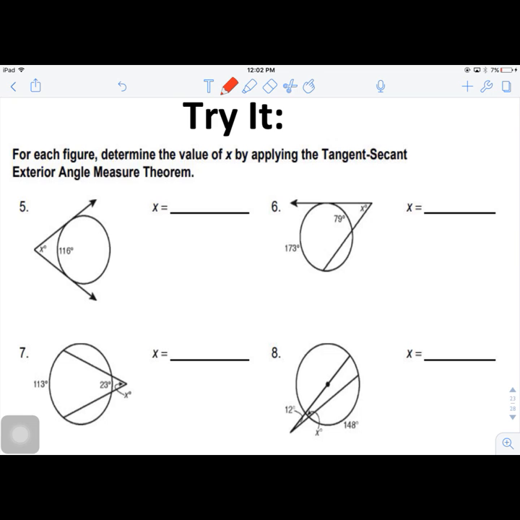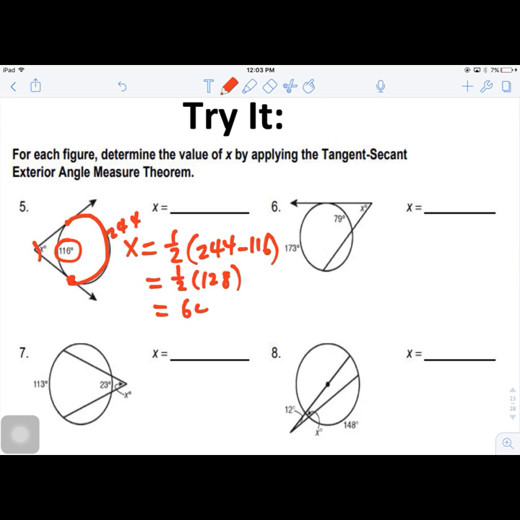And hopefully you already tried it, and here are the answers. Number 1, using the same rule, the angle X is equal to half of the big piece, which is not given, but we know that it is 360 minus the small piece, which is 116. So we know this piece out here is 244. So it's half of 244 minus 116, and that will be half of 128, and that gives us 64. So the external angle is 64 degrees. And that is the answer.